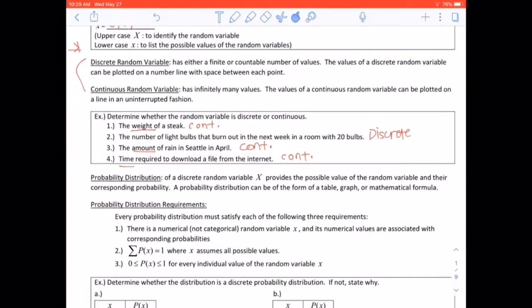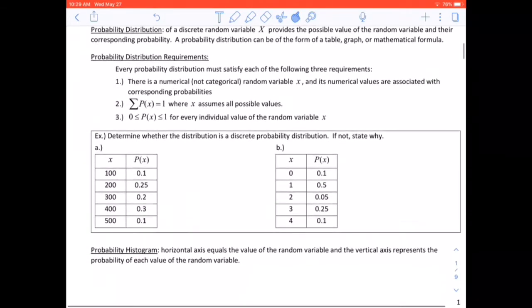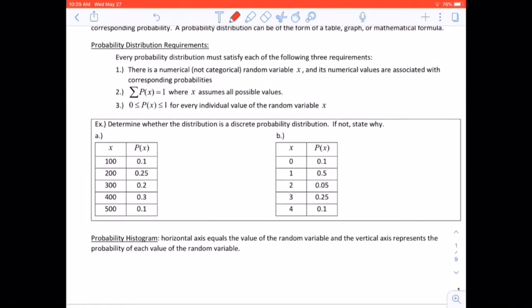A probability distribution of a discrete random variable x provides the possible values of the random variable and their corresponding probabilities. A probability distribution can be in the form of a table, a graph, or a mathematical formula. So there are some requirements for a probability distribution. The first one is that there is a numerical, not categorical, random variable x, and this takes on numerical values that are associated with the corresponding probabilities.